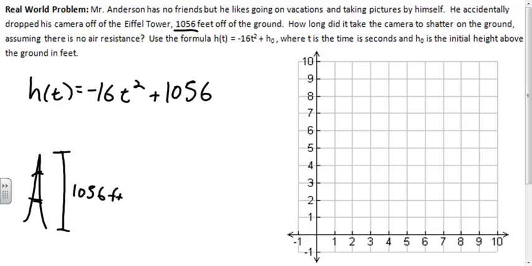1,056 feet. Now if you are a physics major, you'll notice that this negative 16 t squared is accounting for gravity. Negative 16 feet per second squared, that's how gravity is going to be pulling it down. And since it started from rest, nobody threw it down, there was no extra velocity, that's why there's no t term, there's only the t squared term, because that's our acceleration. And the 1056 at the end, that's its initial position.